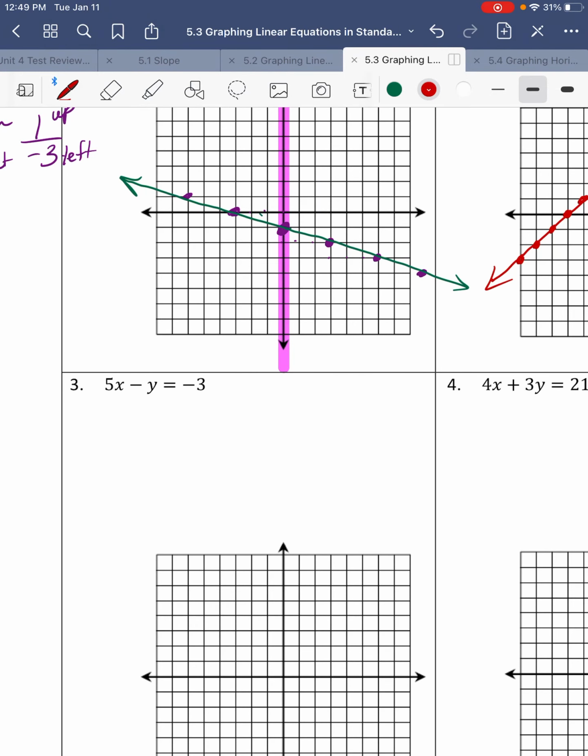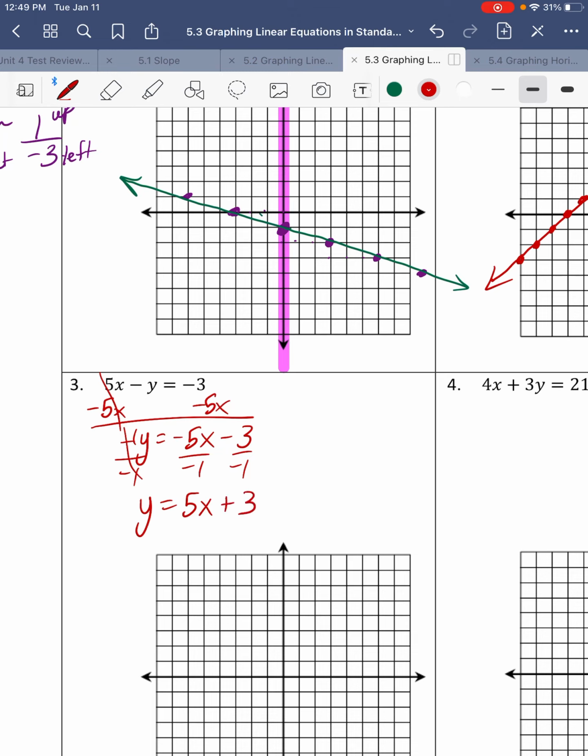All right, number 3. Should be subtracting 5x first. I'm going to write that x term first, because that's going to end up being where your slope is going to be located. And you're going to divide by -1. And we get y equals a negative divided by negative is a positive. And a negative divided by negative is a positive.